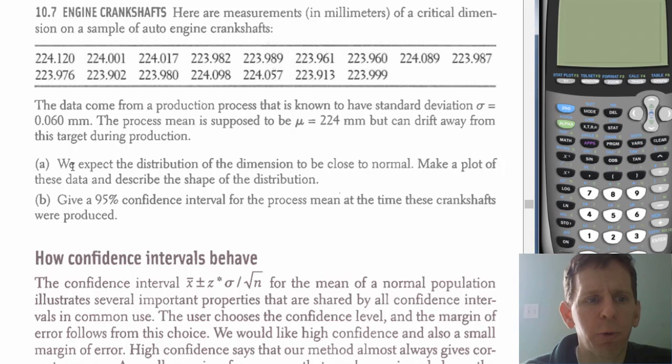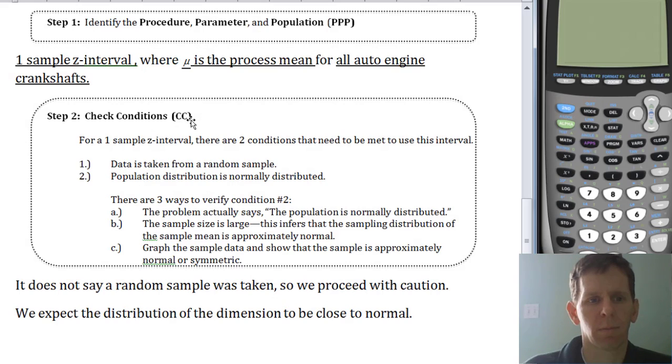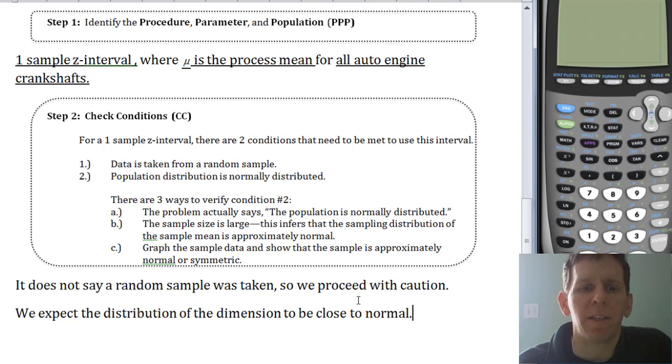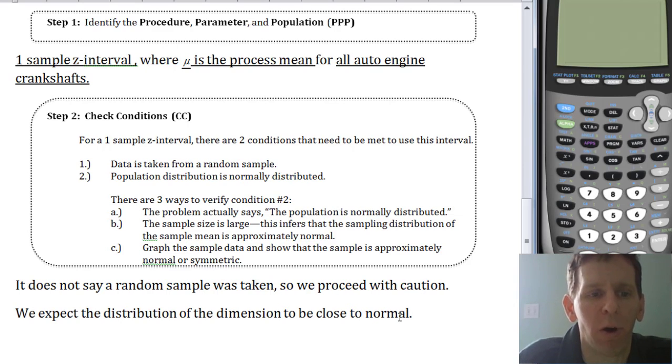In step A, which we didn't read, it actually says we expect the distribution of the dimension to be close to normal. If you read that and caught that, you can use that for a rationale saying, yes, that condition is met. The problem didn't actually say the population is normally distributed, but it did drop the word normal. It is fine to plagiarize the exact same sentence from your book. So if the book says we expect the distribution of the dimension to be close to normal, you can write that, and it's okay on the AP exam.